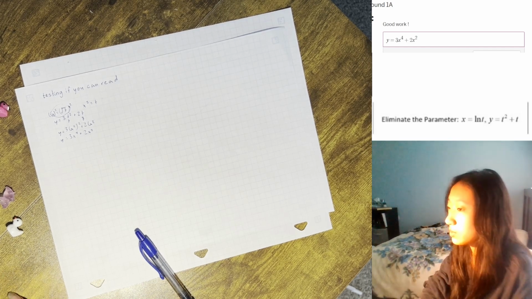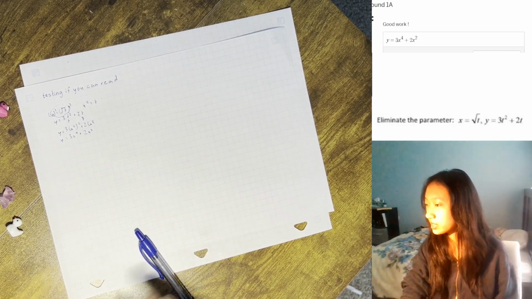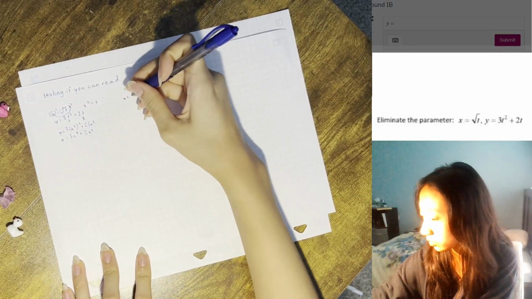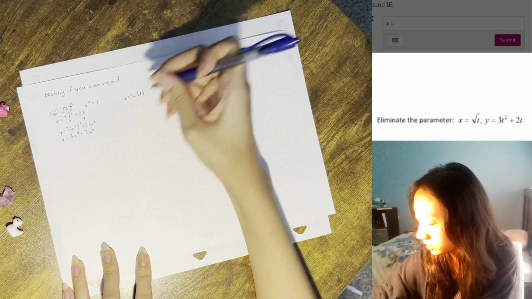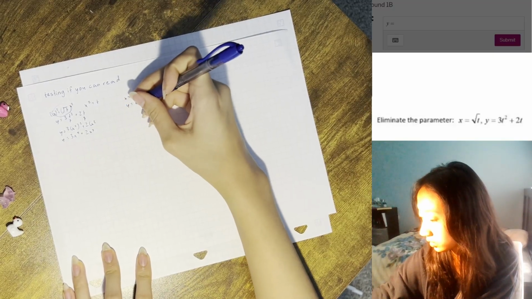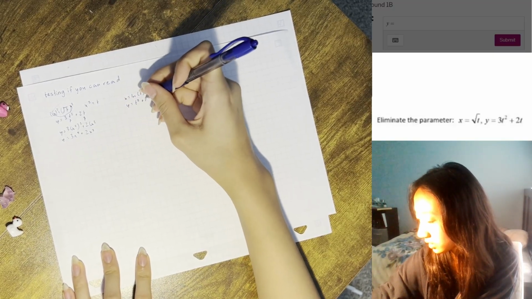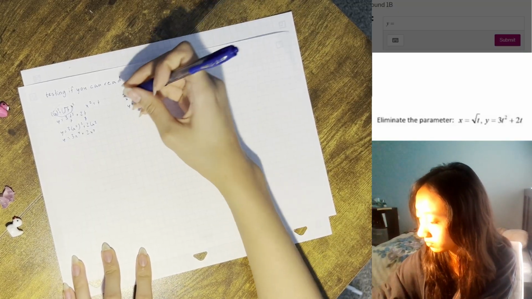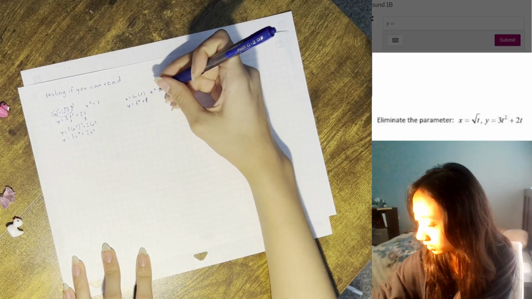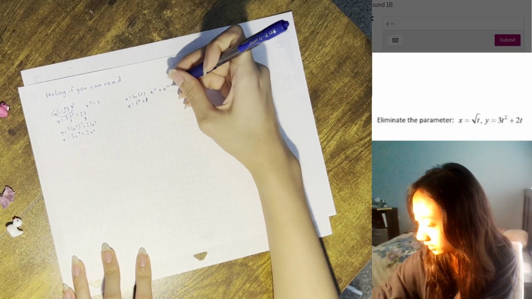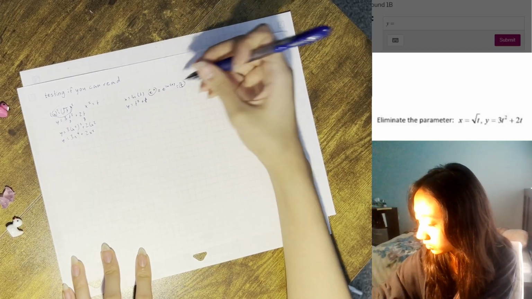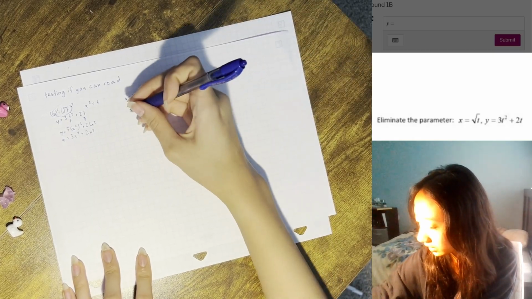This is going to be the same deal. We're just going to kind of speed run through these. We have x is equal to ln of t, y is equal to t squared plus t. We realize if we put e to the power of both sides, e to the power of x equals e to the power of ln t, then we get e to the x is equal to t. So we're going to substitute that again.